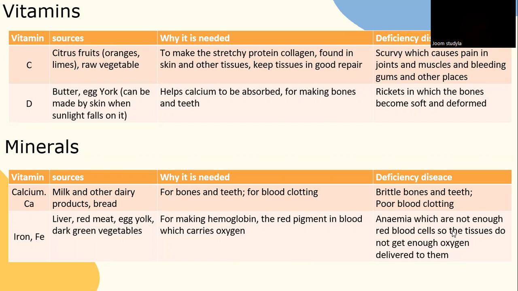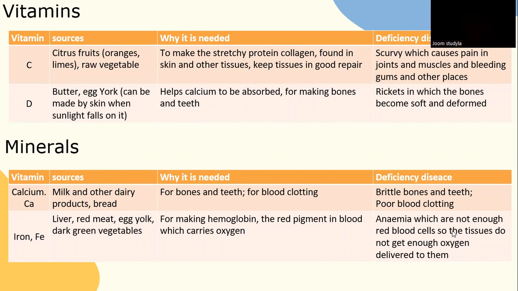And why we need vitamin D in our body is because it helps calcium to be absorbed for making bone and teeth. And the sources for vitamin D, you can get it from butter, egg yolk, and it can be made by skin when sunlight falls on it. And the effect if lacking vitamin D is the disease rickets, in which the bone becomes soft and deformed.